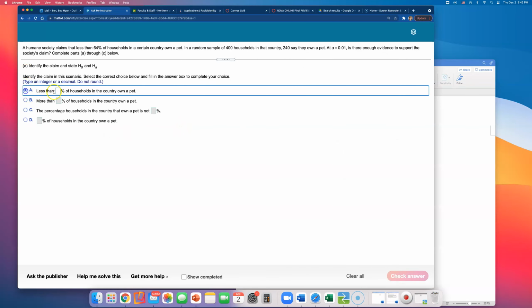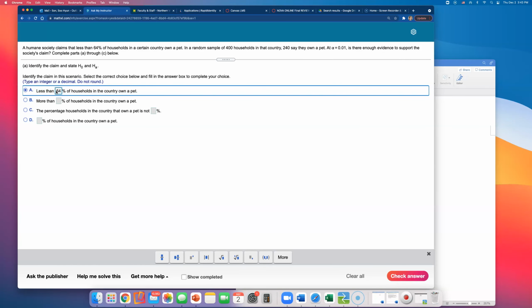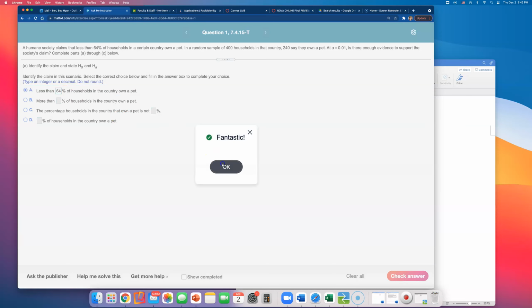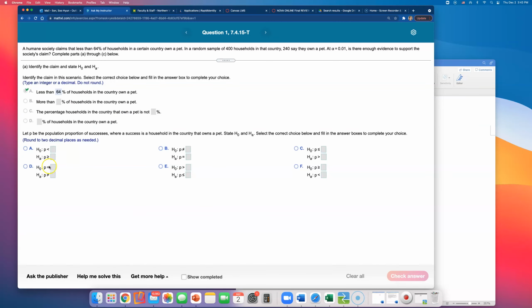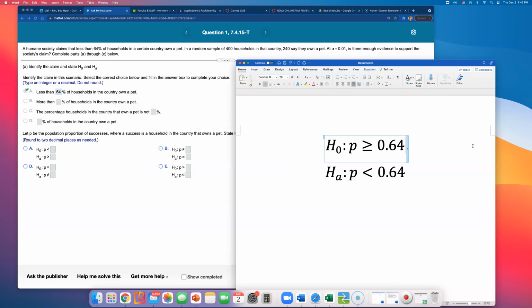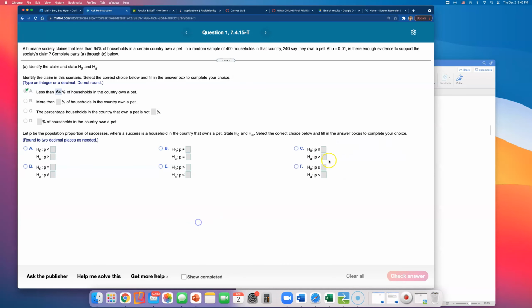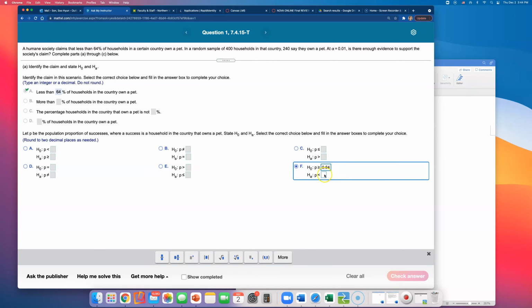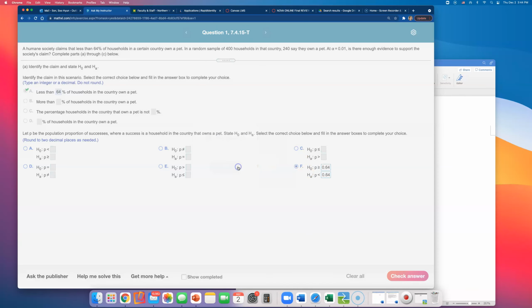The claim is that less than 64% of households in the county own a pet. So if you're using the symbols, I'm looking for the one that says, for the null, greater than or equal to. So this must be it. So the null is saying that the proportion is greater than or equal to 0.64. And the alternative is saying that P is less than 64%.